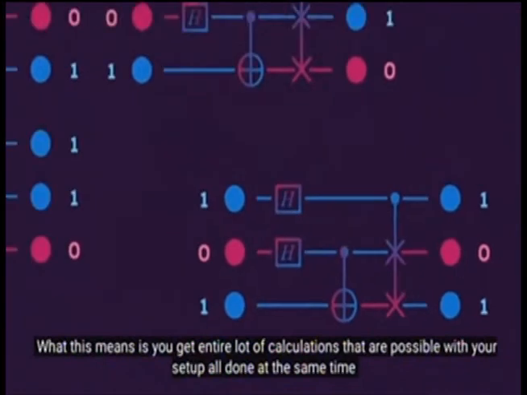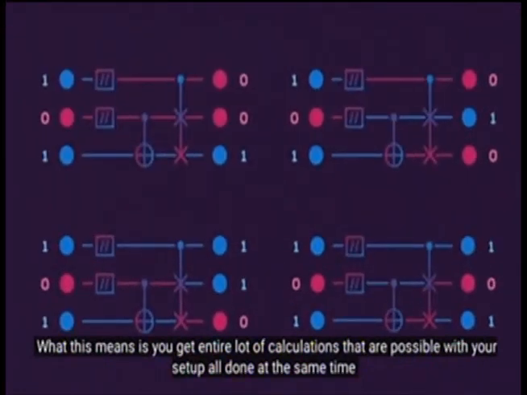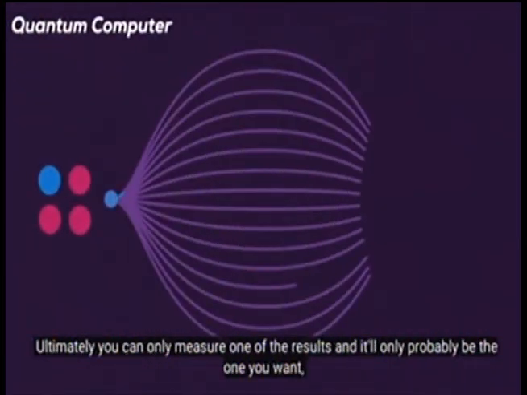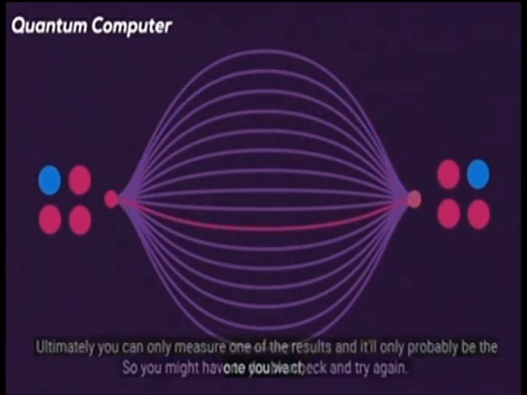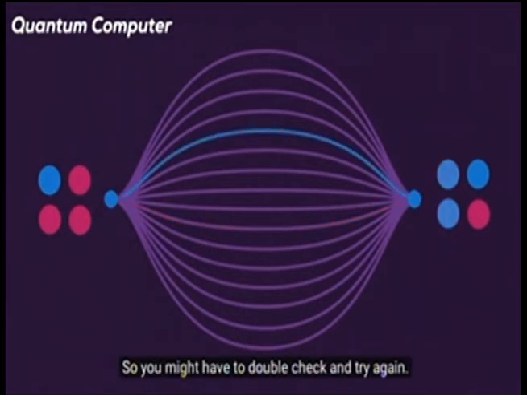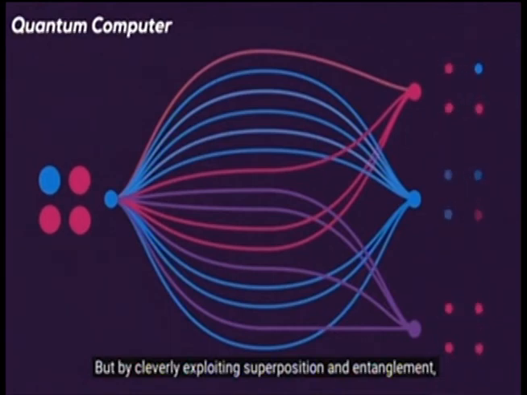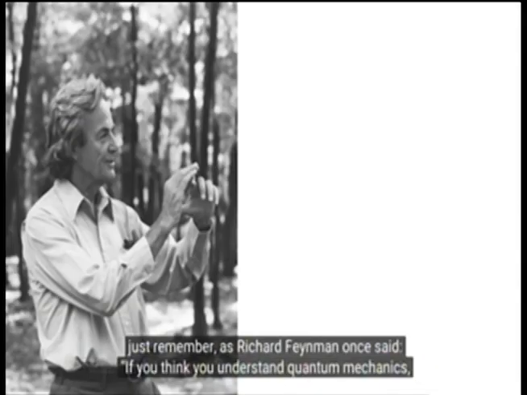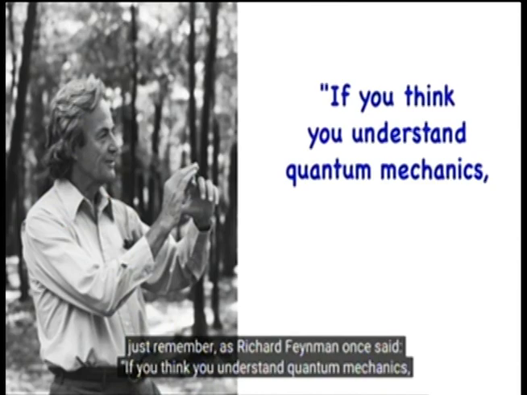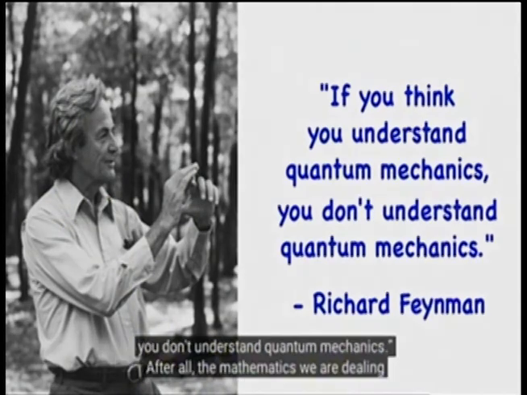What this means is that you get the entire lot of calculations that are possible with your setup all done at the same time. Ultimately, you can only measure one of the results, and it will only probably be the one you want, so you may have to double-check and try again. But by cleverly exploiting superposition and entanglement, this can be exponentially more efficient than would ever be possible on a normal computer. And if this still doesn't make much sense, just remember, as Richard Feynman once said, if you think you understand quantum mechanics, you don't understand quantum mechanics.